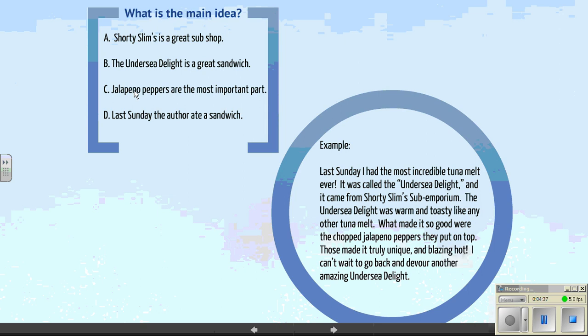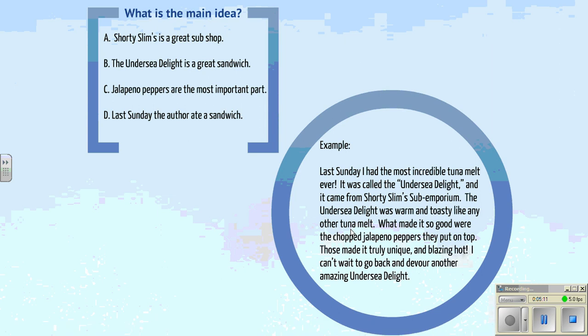I didn't pick C about the jalapeno peppers because it does say that the jalapeno peppers are a really important part and they're what make the sandwich so great, but not all the details talk about jalapeno peppers. That's just one detail among many. And I didn't pick D because it may be true that last Sunday I ate a sandwich, but again, that's just one little detail in a big paragraph. This whole paragraph is not about just eating a sandwich on Sunday. That did happen, but it's not the main idea.